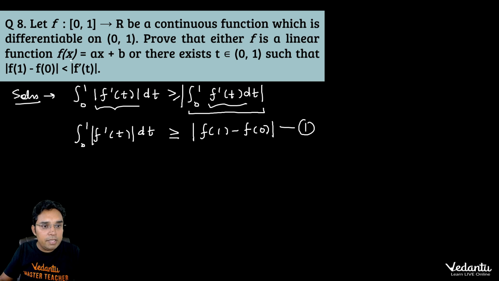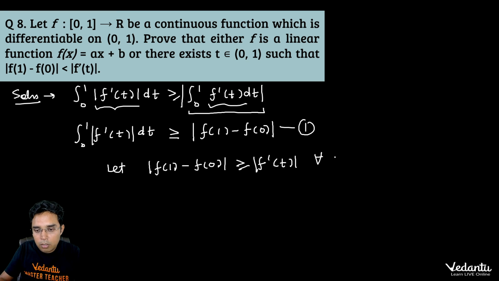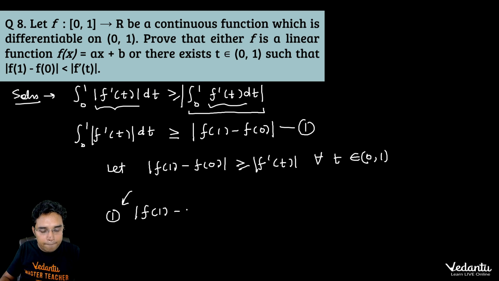Now we have to prove that either f(x) is linear or this inequality holds. So I'll assume otherwise. Let mod of f1 minus f0 be greater than or equal to mod of f dash t for all t belongs to 0 comma 1, because we are given that there exists some t such that this mod is less than mod f dash t. So I am assuming that for all t this thing is greater than or equal to f dash t. Now there can be two scenarios. Number one, that either mod of f1 minus f0 is equal to mod of f dash t for all t.